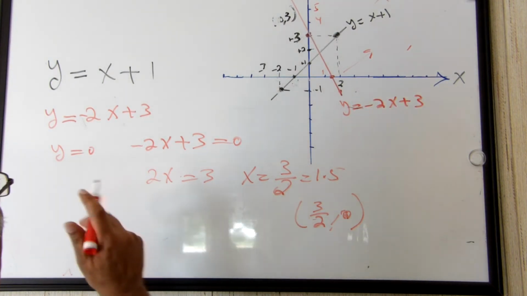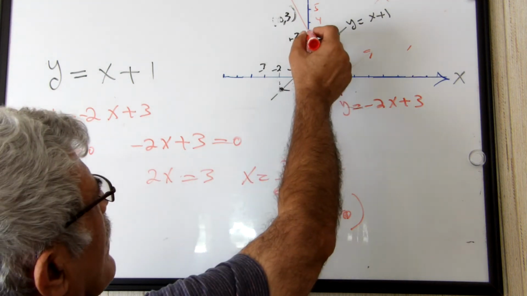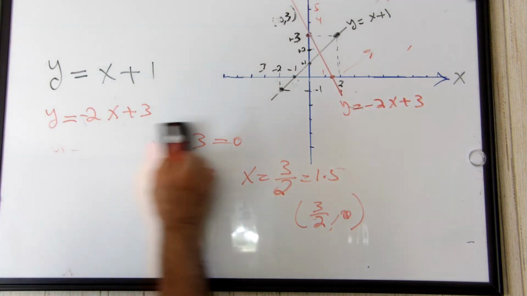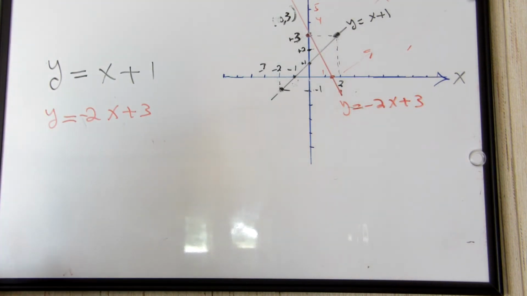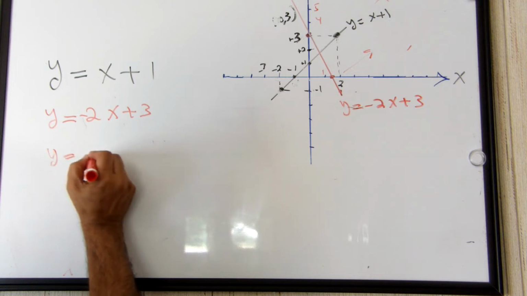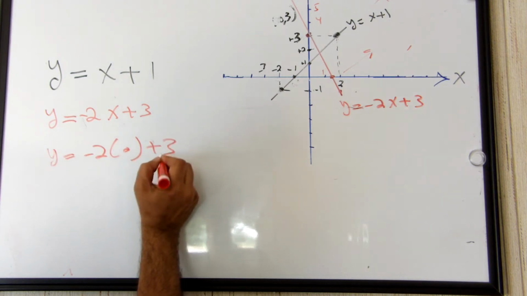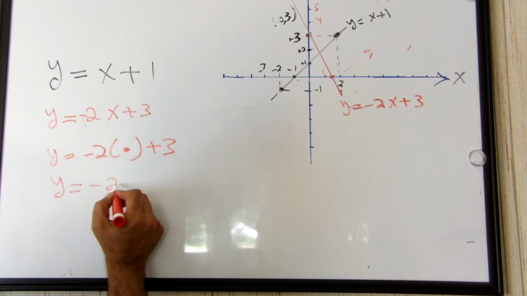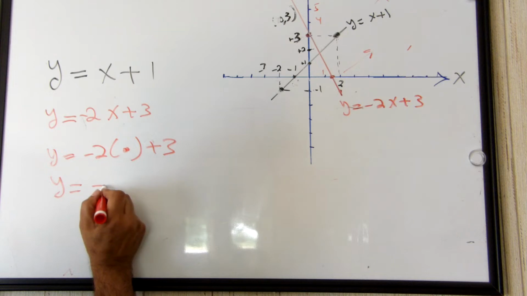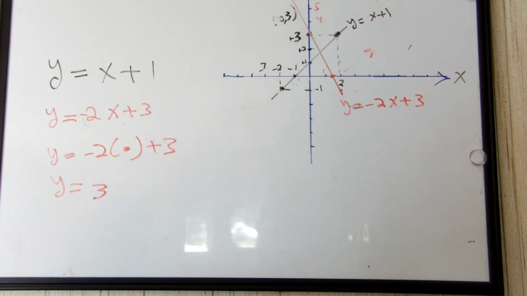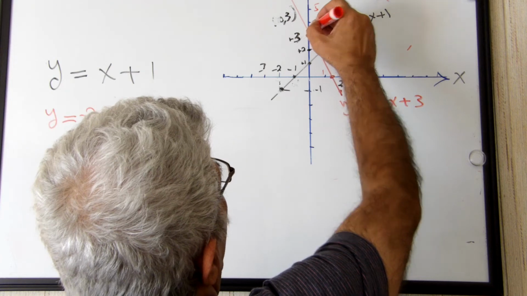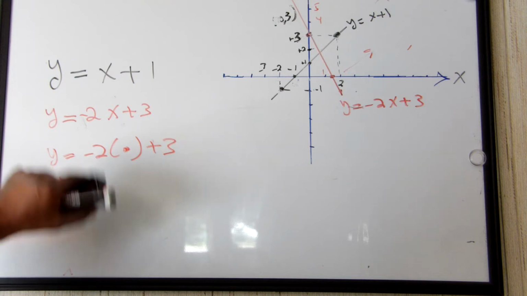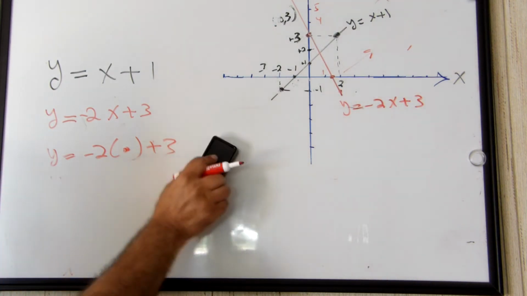Okay, now let's finish this one. If you want to find where it intersects the y-axis, we have to set x equal to 0. In this equation, y is going to be minus 2 times x plus 3. We set x to 0. What is y? Y is going to be minus 2 times 0, which is 0, plus 3. Y is going to be 3. So exactly at the point 3 it intersects the y-axis.